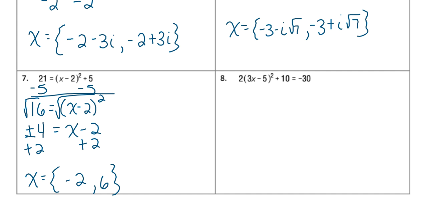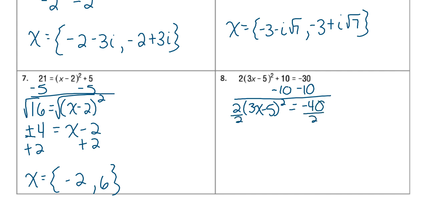Okay, finally, for number 8 here, we're going to go through it all. So we're going to isolate the quantity being squared. So subtract 10 from both sides. And then divide by 2 on both sides. So we're going to get 3x minus 5 squared equals negative 20.